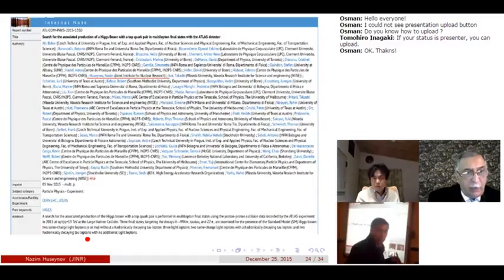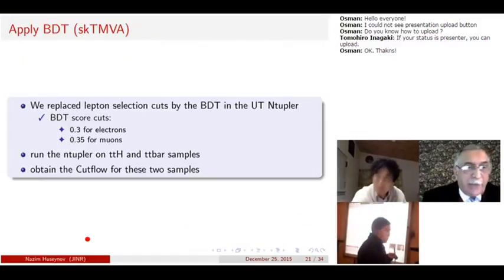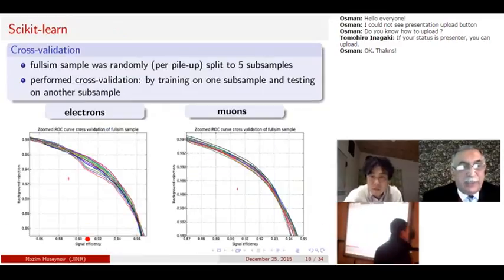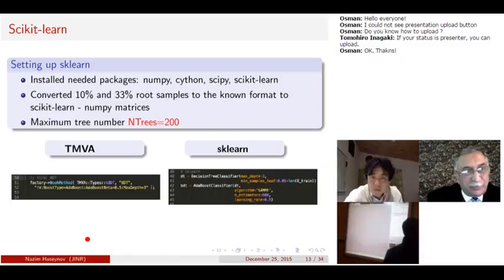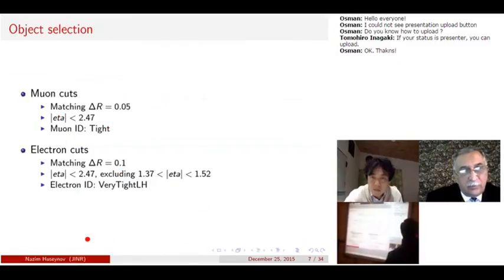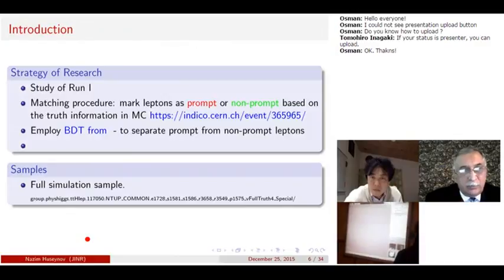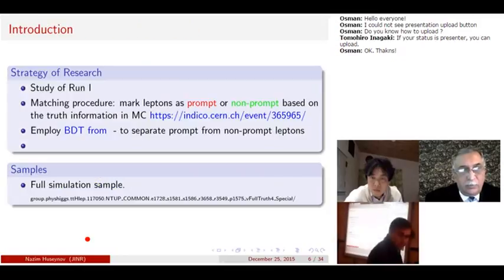We have a sample which has, after reconstruction, information. Next slide. Slide six. You can see the full simulation sample. This sample has data after reconstruction and information about the full truth. That means we know which leptons are prompt and which are not prompt.